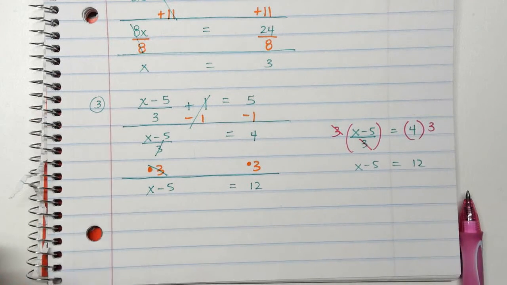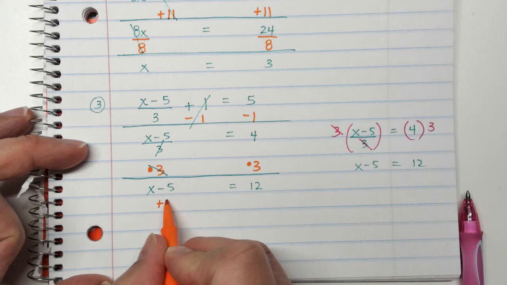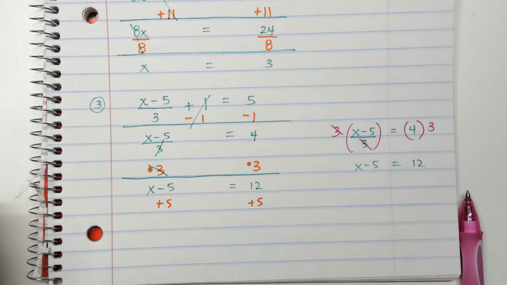Okay, and then opposite of minus 5 is plus 5. Plus 5.